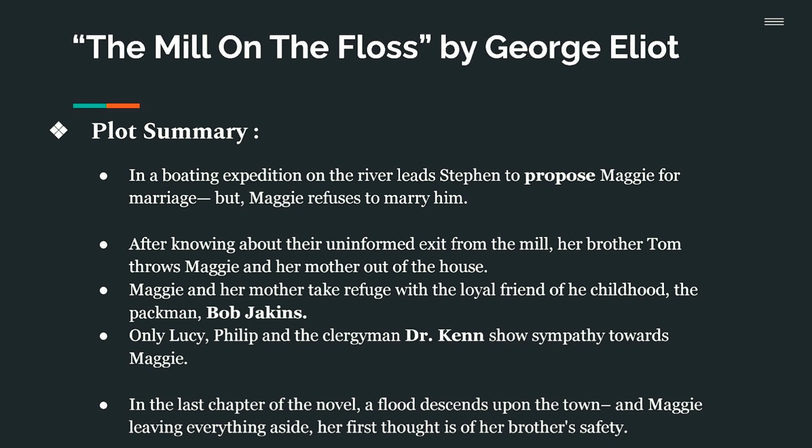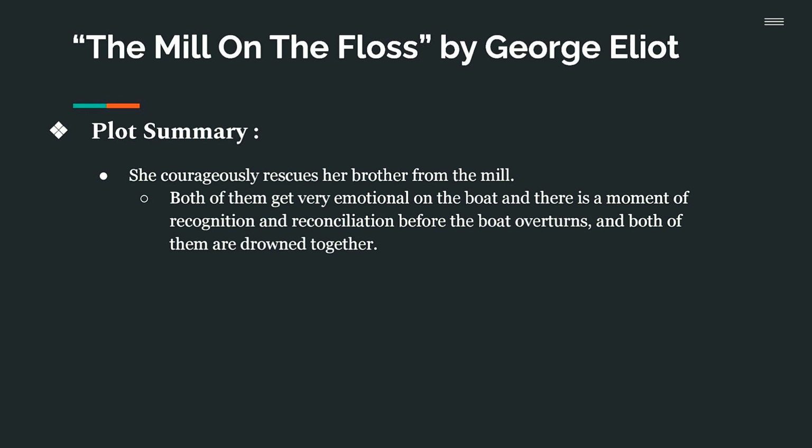In the last chapter, a flood descends upon the town, and Maggie, leaving everything aside, her first thought is of her brother's safety. She courageously rescues her brother from the mill. Both of them get very emotional on the boat, and there is a moment of recognition and reconciliation before the boat overturns, and both of them are drowned together. So, with this, the novel comes to an end.